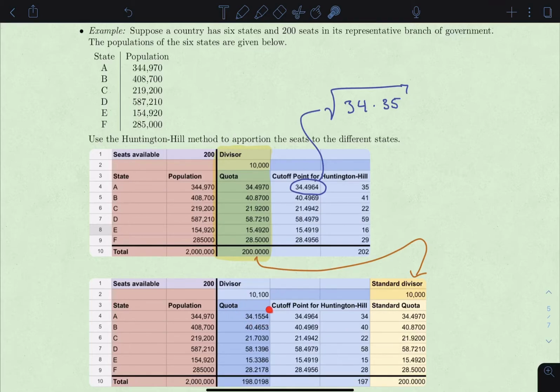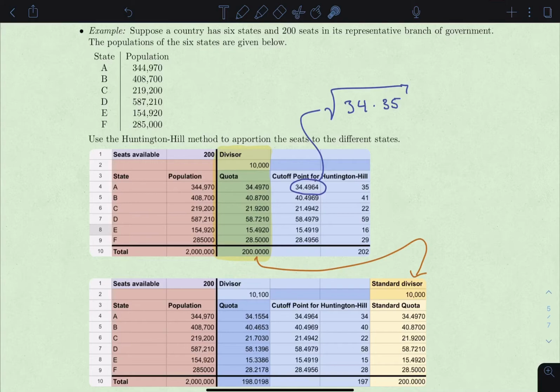And you can check that the number 34.1554 is smaller than its corresponding number in the previous table, 34.4970. It makes sense that this number is smaller because you're dividing by a larger number. When you divide a number by a larger number, you get a smaller number. Now, we use the same cutoff points talked about in the previous table, and when we do the rounding, we've apportioned 197 seats. So when the divisor is 10,100, we don't apportion enough seats. This number is too large.